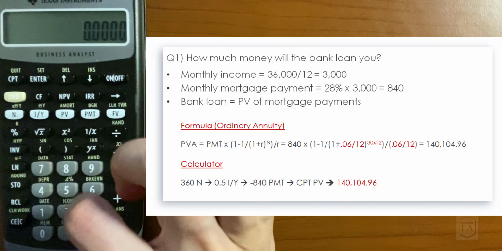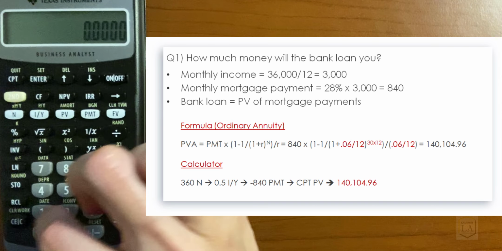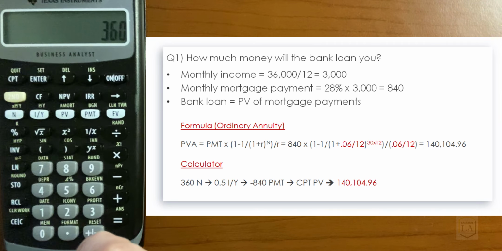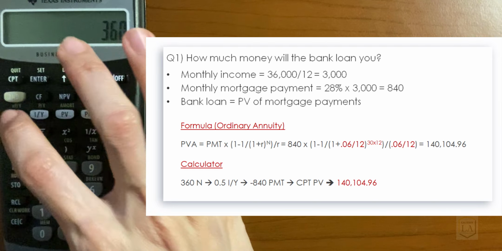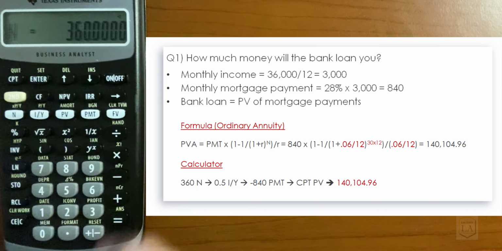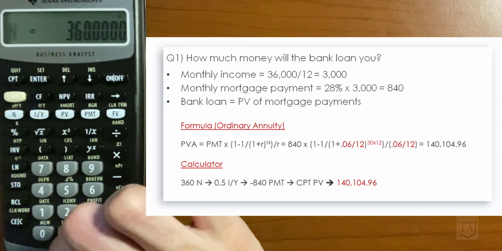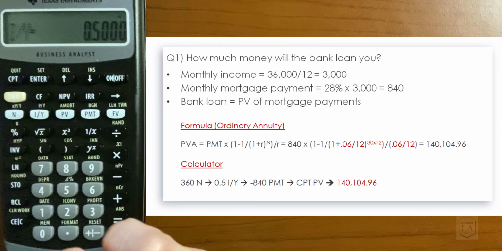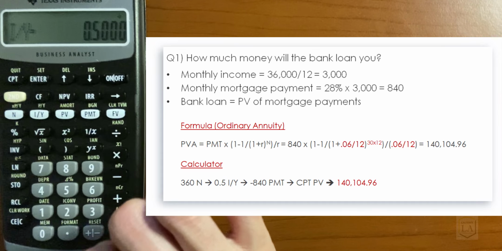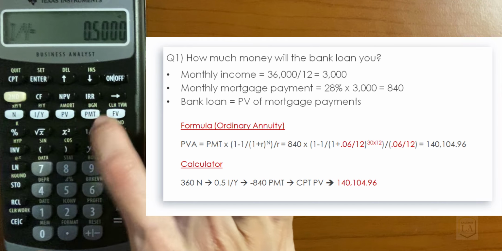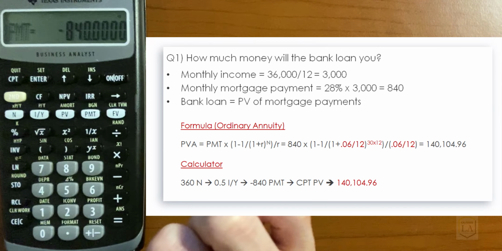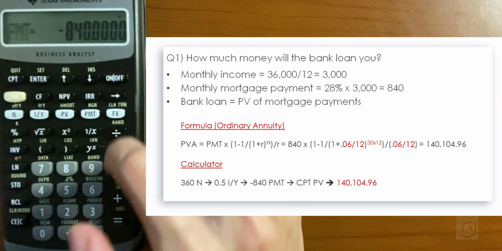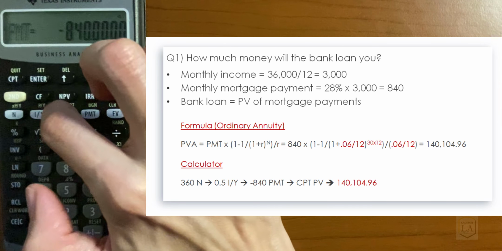So, number of periods will be 30 times 12, which is 360 months. For a 30-year term, your number of periods most likely will be 360 because it's most likely monthly. And then the interest rate. So monthly interest rate was 0.5. And then finally, the most important information, which is the payment that we just computed, it was negative $840 every month. And with all these variables, we would like to know the present value. So let's compute present value.